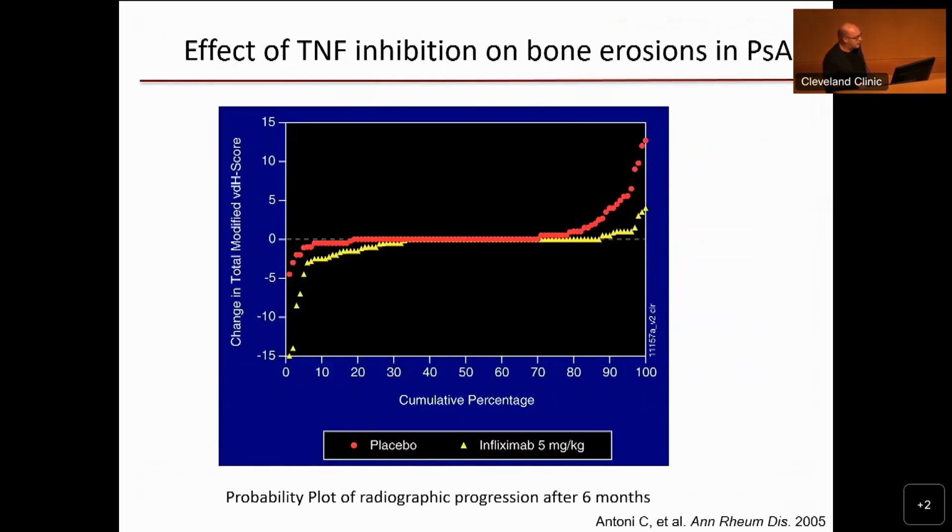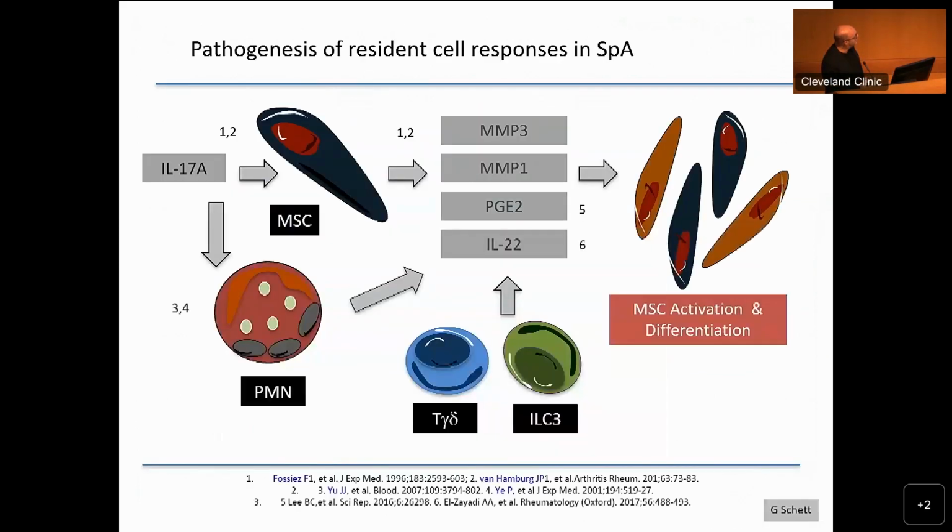And we know also that usually we are quite good with this. This is the first TNF blocker study with infliximab, and you can see here that the yellow line is infliximab, that many more patients are at this 0 line, meaning there's no structural progression as compared to placebo, and the same we know from other drugs like interleukin 17 and 23 inhibitors.